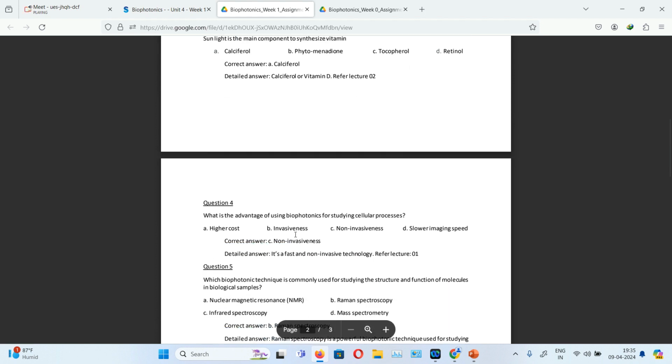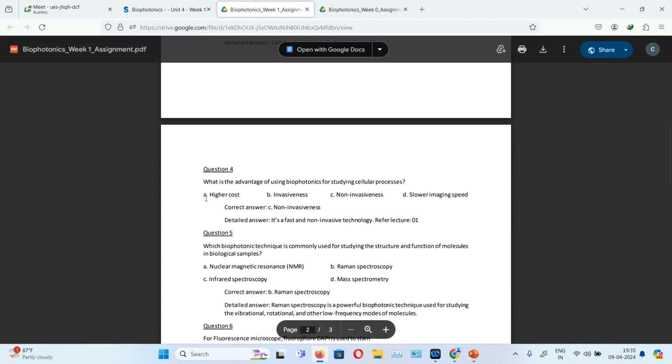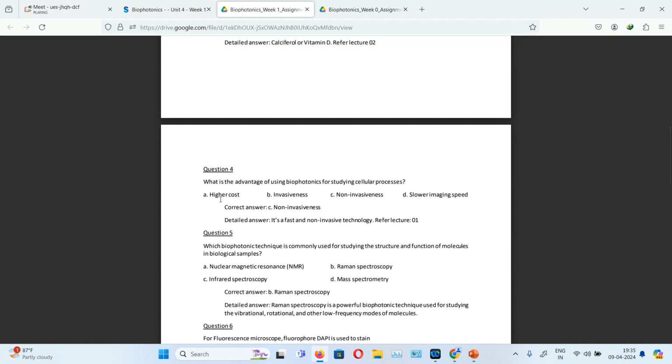Okay. Question 4. What is the advantage of using biophotonics for studying cellular processes? Why are we using biophotonics? Higher cost is actually not an advantage, it's a disadvantage. Invasiveness is not an advantage either; invasiveness means it will penetrate through the cells. So non-invasiveness is the advantage. Slower imaging speed is not an advantage. So non-invasiveness is the advantage.